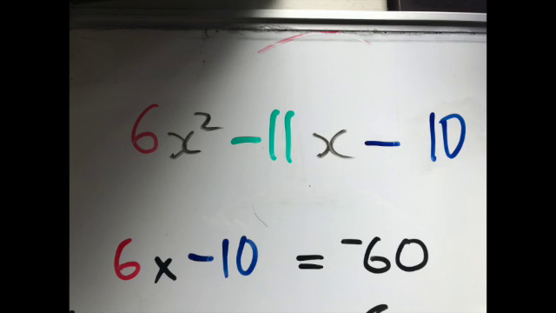Decomposition decomposes, or splits, the middle term. So for the same problem, we start off by multiplying the 6, the first number in front of the x squared, by the last number, the constant term, minus 10, and then we look for factor pairs of that multiplication. So I've got negative 60, and I want factors of 60.